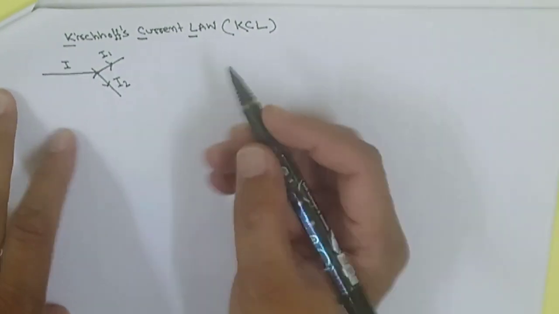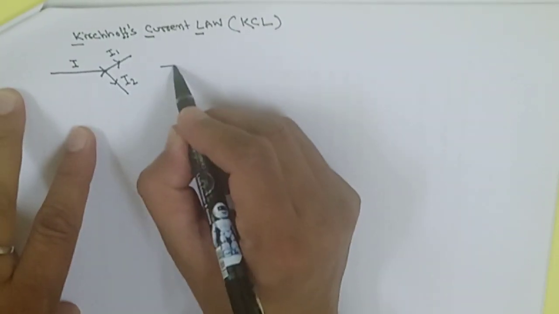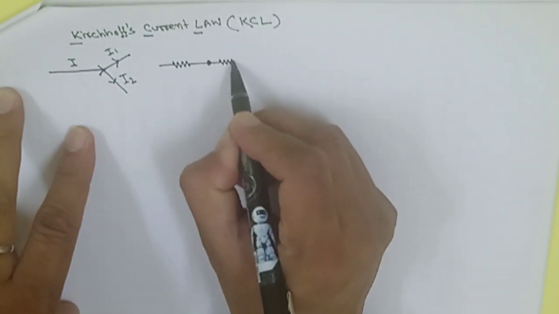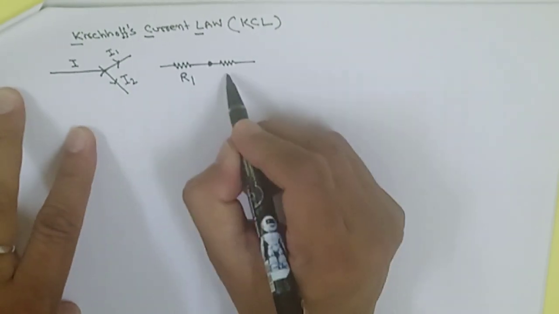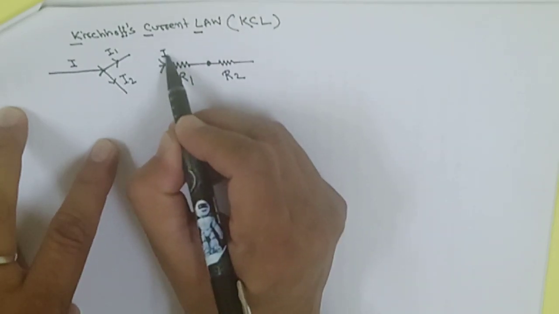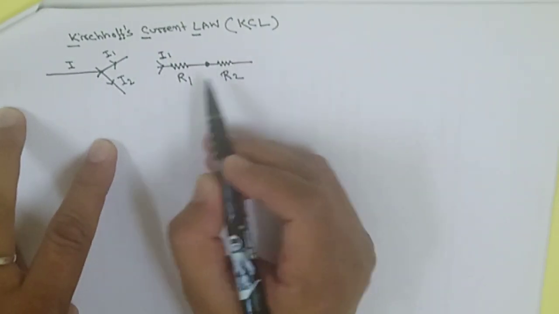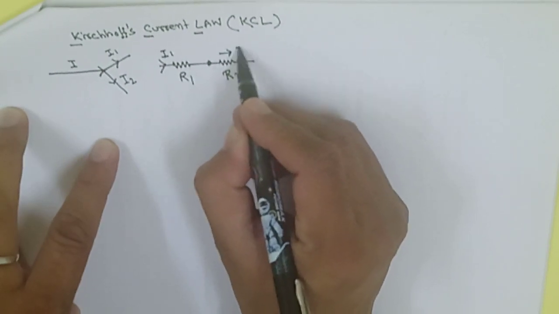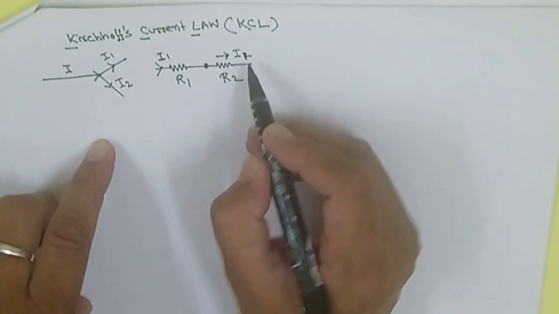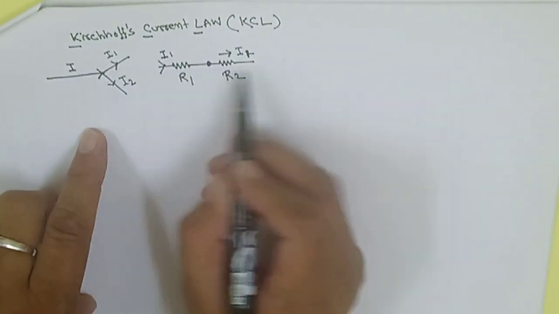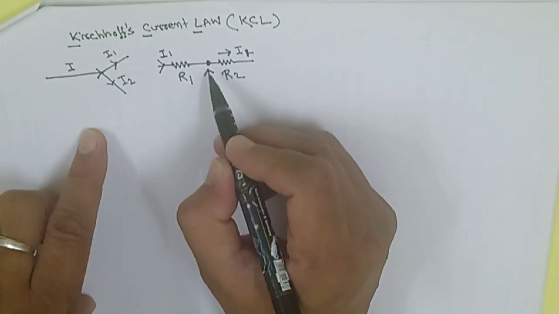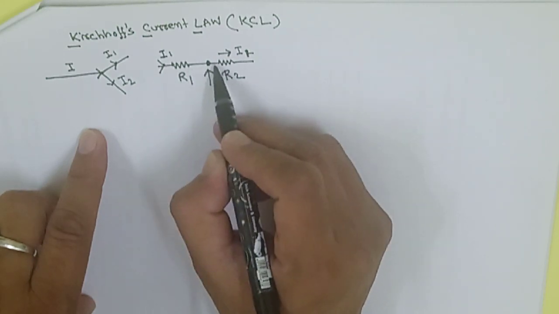I1 and I2. Suppose, just as a practical example, there is one resistance here and another resistance here. This one is R1 and that one is R2. If current I1 is passing here, obviously the same current is passing through R2 also. I1, same current. Here you can consider there is no current branching, so we don't consider this a junction point. This is not a junction point or node point. This is just a simple connection.